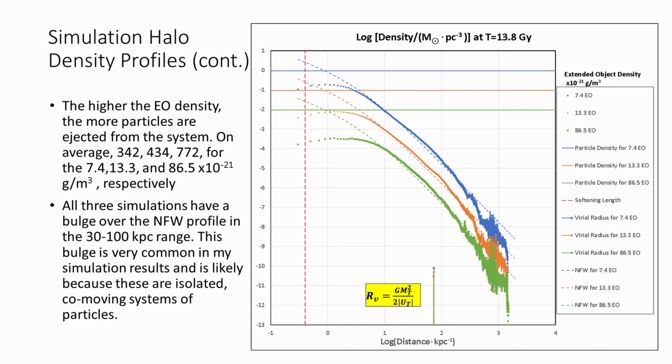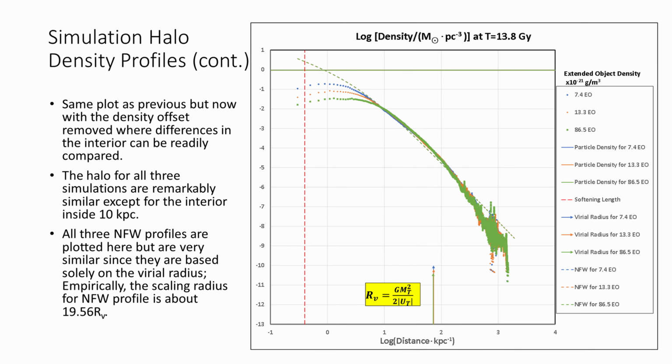All three of these simulations exhibit a characteristic bulge over the expected NFW profile. This is common in many of my simulations, as they are co-moving isolated systems, unlike what appear in the literature. For these plots, I have removed the density offset. This makes the interior of each of the density profiles easier to examine. Notice how remarkably similar these three simulations are for distances greater than about 10 kiloparsecs.